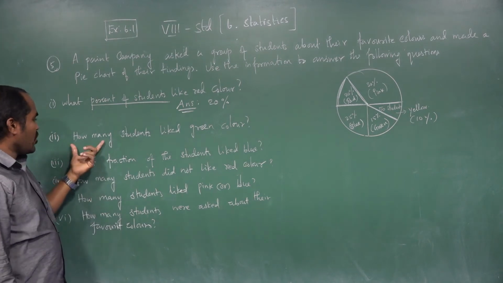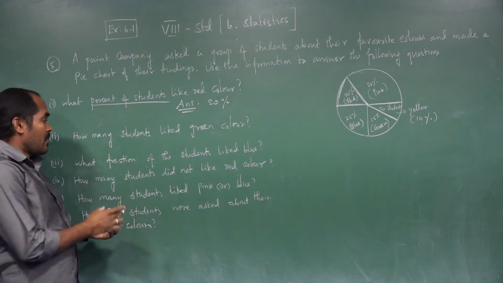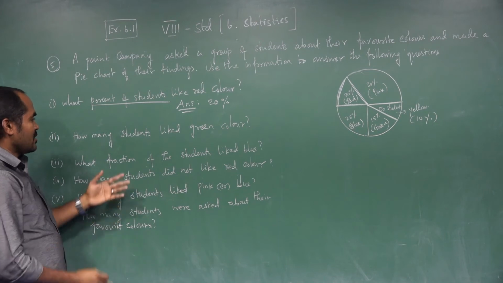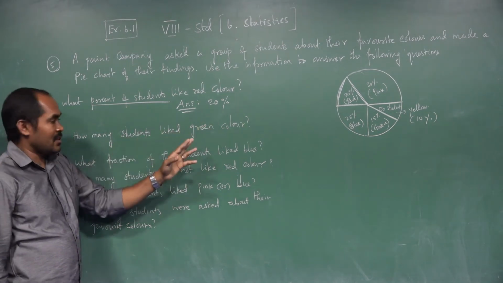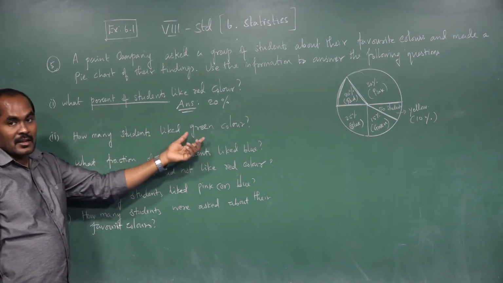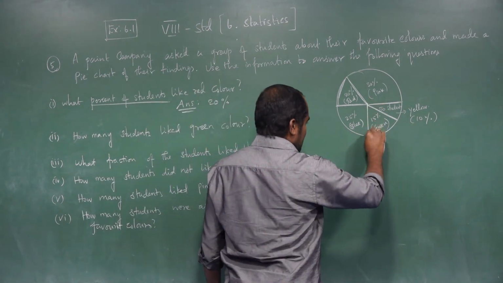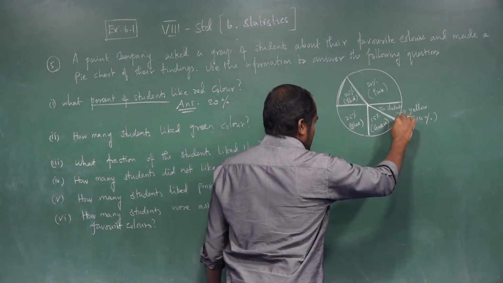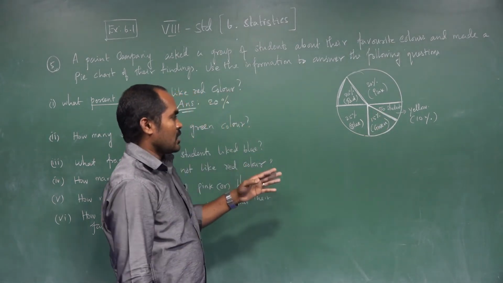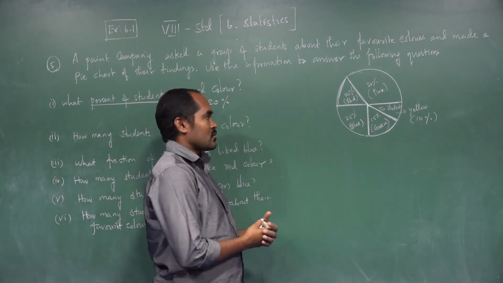Next, how many students like the green color? Our question is, how many students? So we want to find the number of students who liked green color. This sector region represents green color. So 15% of total students like green color, but we want to find the total number of students, right?